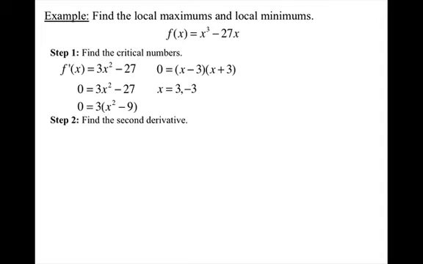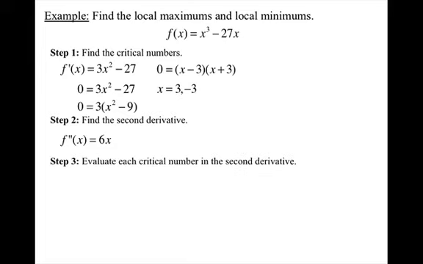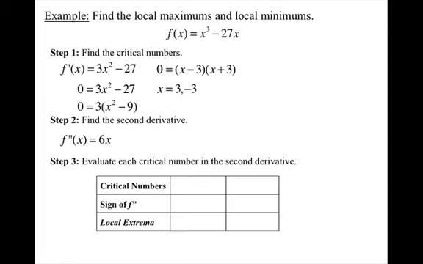Now I'm going to find the second derivative. So the second derivative is 6x. Now I'm going to evaluate each of the critical numbers in the second derivative, and I'm looking to see what sign I get when I plug them in. So my critical numbers are negative 3 and 3. When I plug negative 3 into my second derivative, I get a negative value out. When I plug in 3 to my second derivative, I get a positive value out.